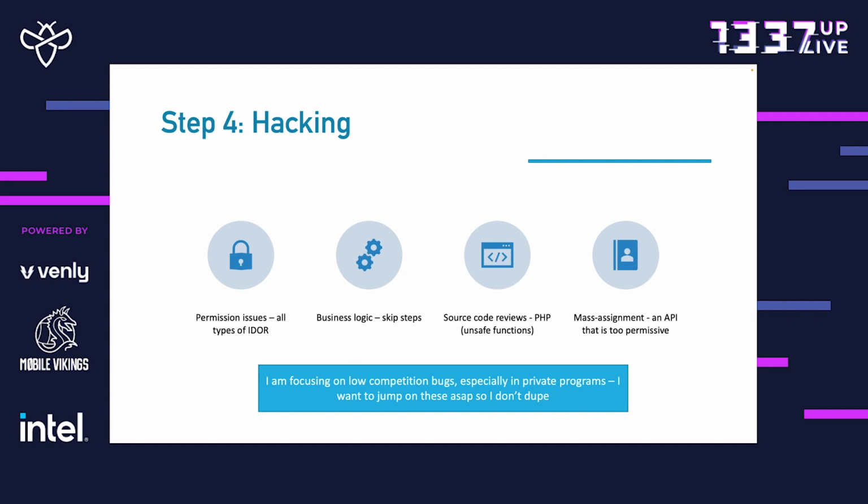I'm focusing on low competition bugs, especially in private programs. These are what I do. You may not do this because you have a different way of hacking. But for me, these are ones I know I'm strong in. I want to jump on these ASAP so I don't dupe with people, right? That's primarily what I'm thinking, that I don't want to get a duplicate. And a lot of the way I approach a private program is based in that lens.